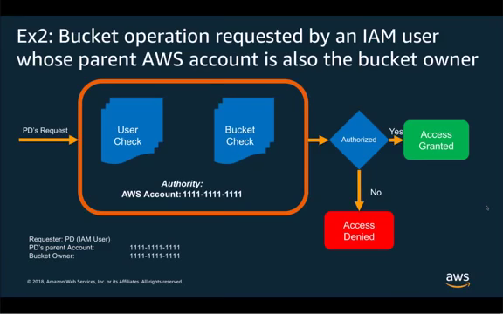Now in this example, the account owner to which the user belongs is also the bucket owner. So as a result, in addition to the user policy, S3 also evaluates the bucket policy or the bucket ACL in the same context. And because S3 evaluated the bucket policy as a part of the user context, it does not evaluate the bucket context. If everything is authorized, access is granted. Otherwise, access is denied.